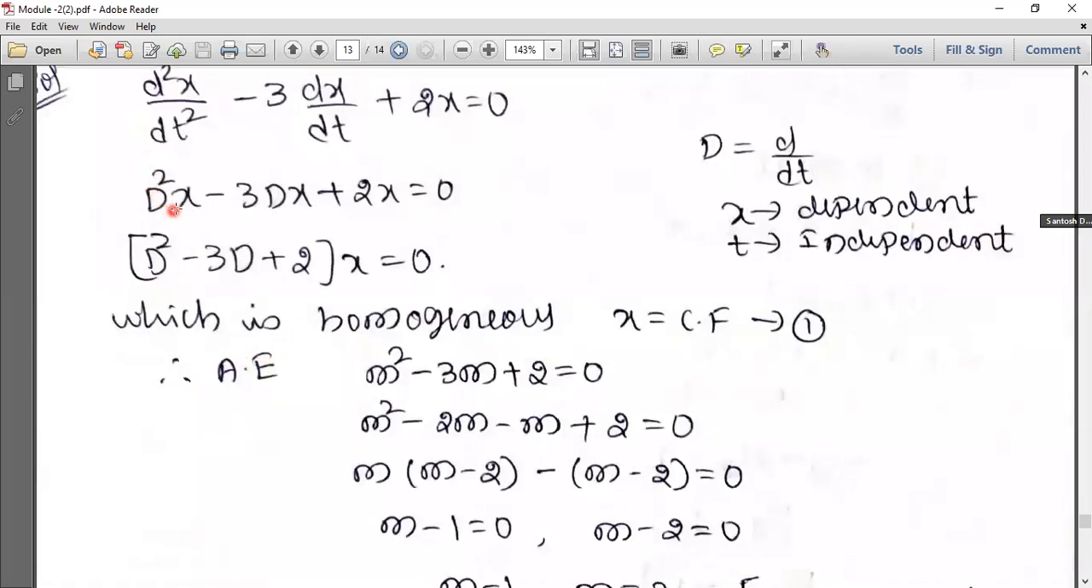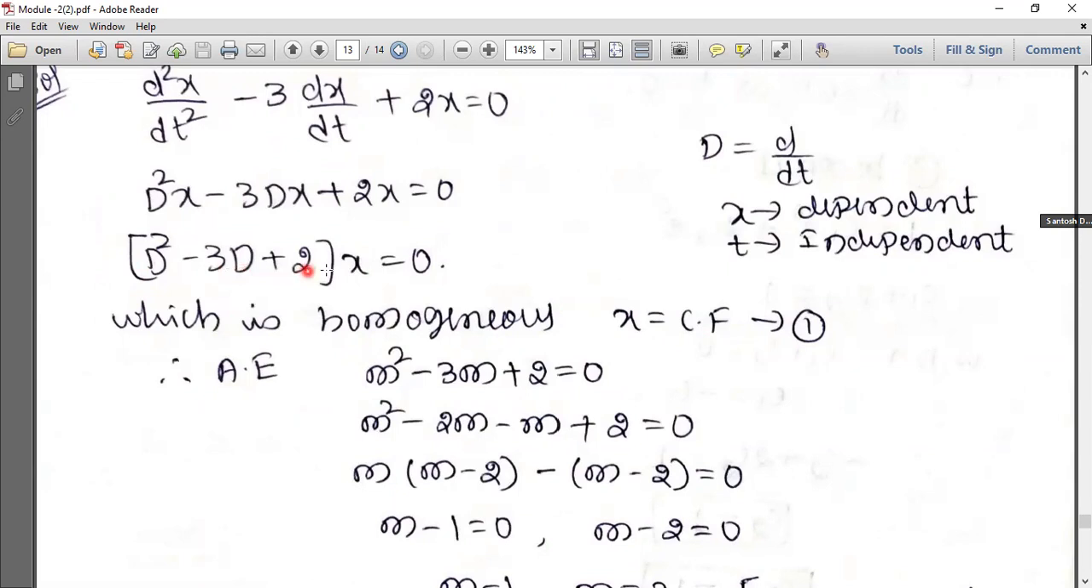So here d square x minus 3d of x plus 2 of x equal to 0, that is, d square minus 3d plus 2 into x equal to 0. Which is a homogeneous equation. So we are solving for x. Therefore, we need the complementary function.